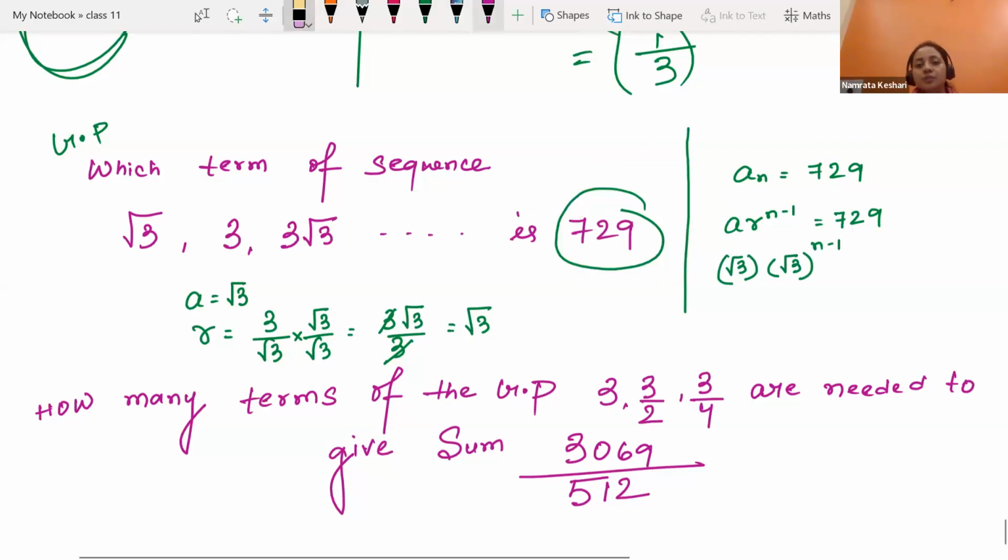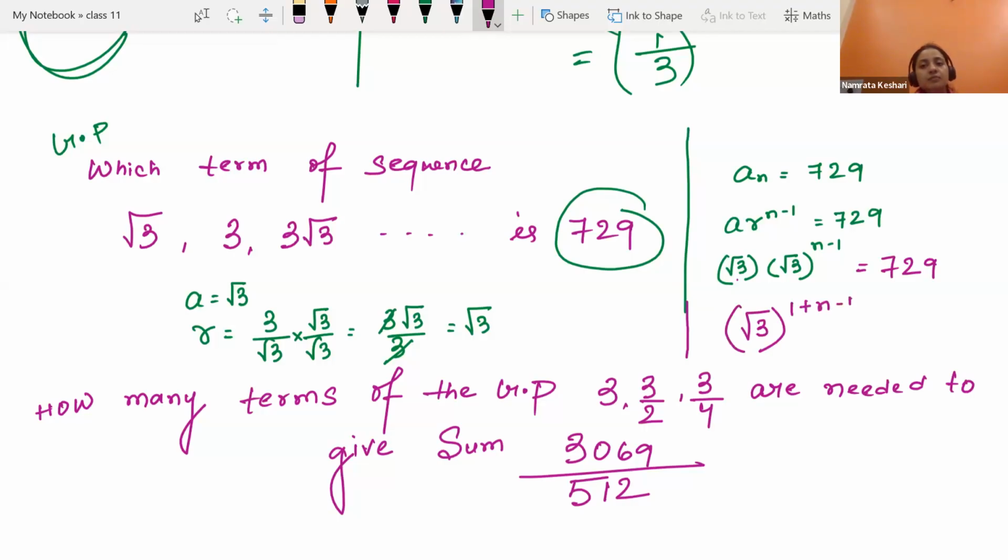So root 3 into root 3 to the power n minus 1 is 729. The law of exponents says that if you are multiplying and the bases are the same, just add the powers. So we will add the powers. That equals 729. That means root 3 to the power n equals 729, right, Manvi?